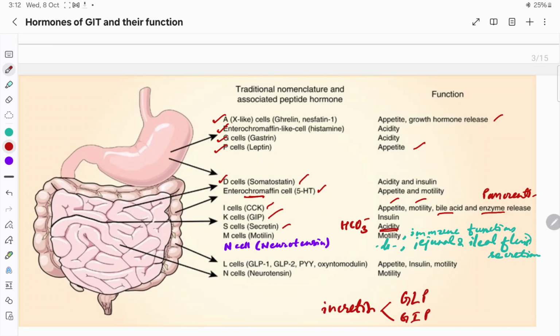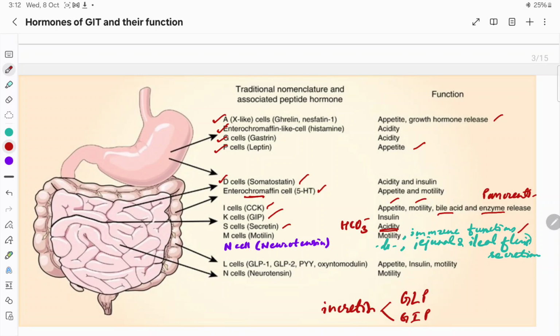These N cells secrete neurotensin, which regulates motility, and also secrete fluid in the jejunum and ileum. And the M cells secrete motilin. These M cells are mainly present in the Peyer's patches, the lymph tissues, and regulate motility and also have immune functions.